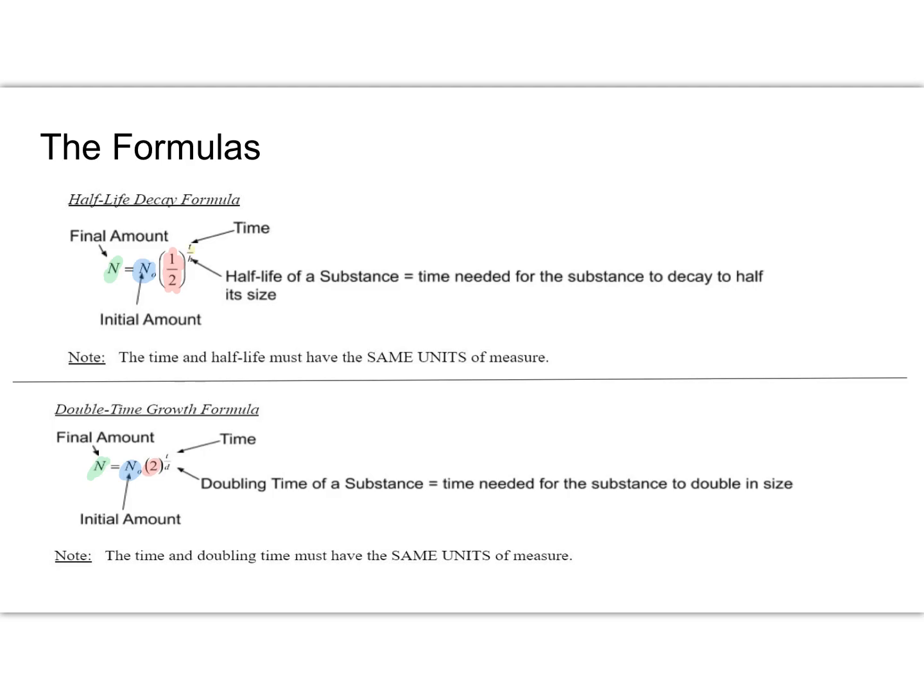And then T is time, typically depending on the question. And H is either the half-life, or D is the double time. How long it takes the item to become exactly 1/2 of what it was, or how long it took the items to double. All right, so let's get started with our problems.